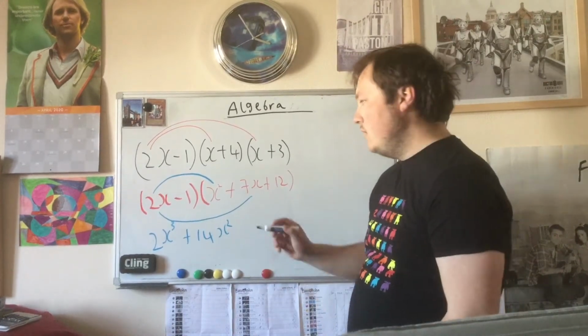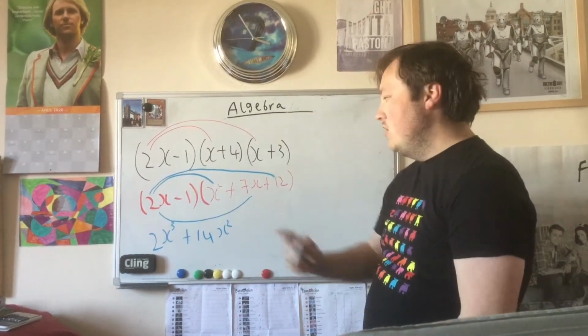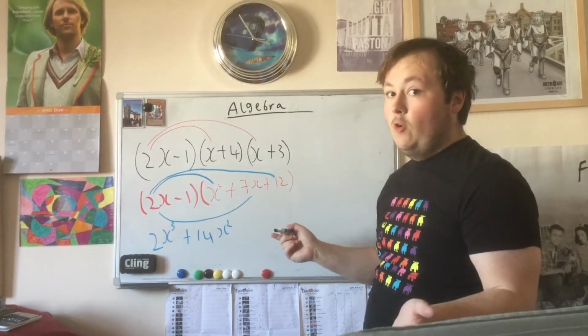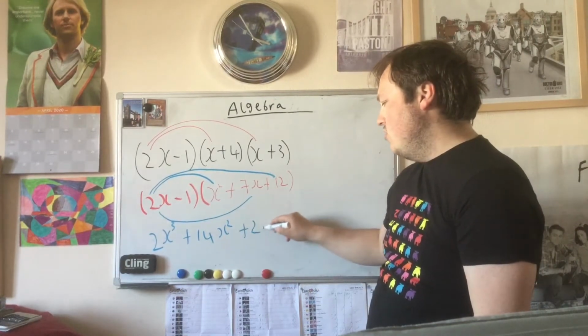squared. Now let's multiply 2x by the final one, which is the 12. So what's 2 times 12? 24. Times x, well, we just have one x there, so it would be plus 24x.